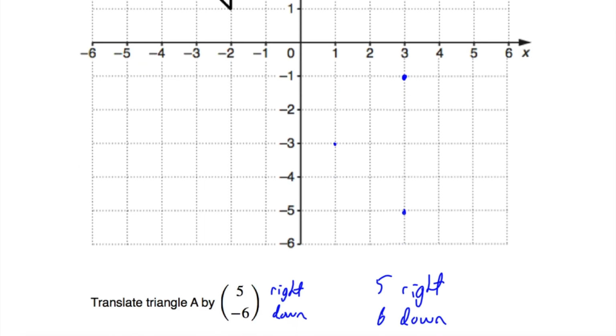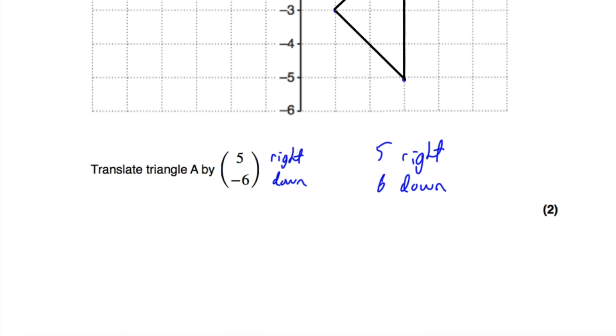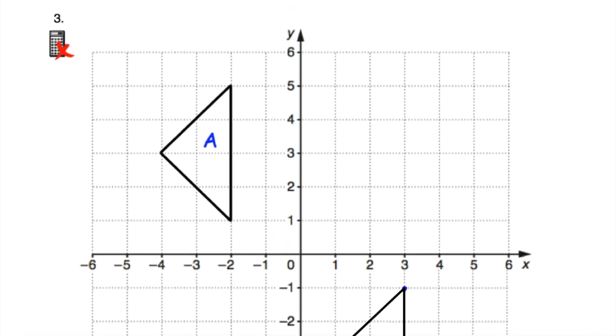And do we need to label it and call it anything? No, we just need to join them up, and we've translated the triangle by that translation vector of 5, negative 6, which is 5 squares to the right and 6 squares down. And that's it. We've done that question. So we've done question number 3. Okay, now let's have a look at question number 4.